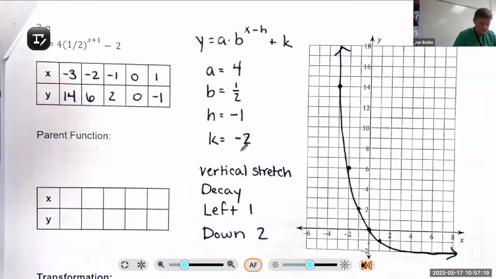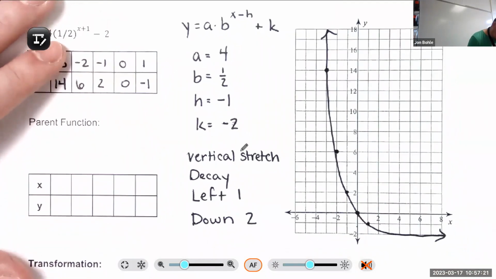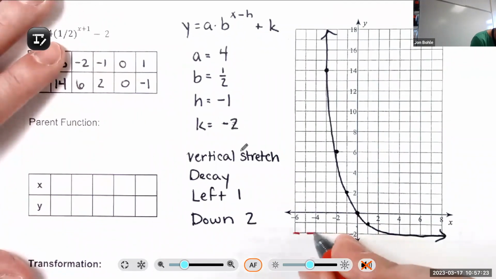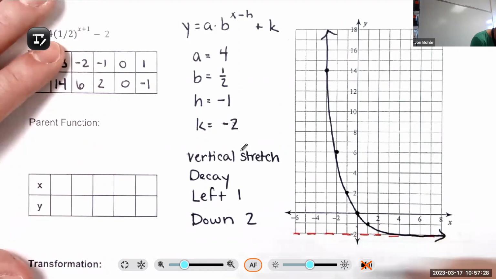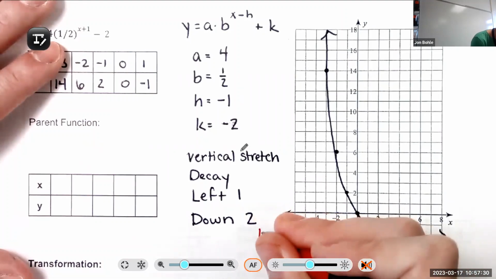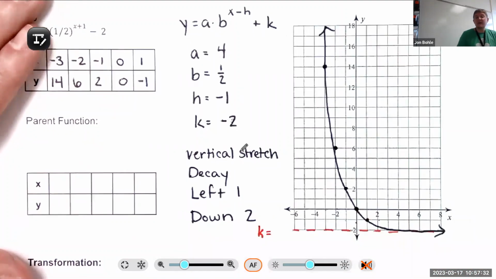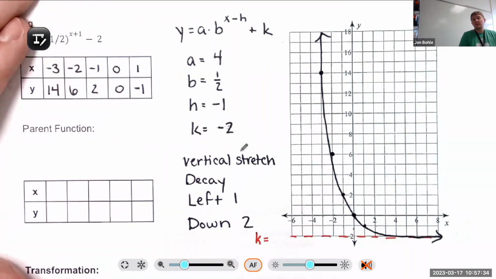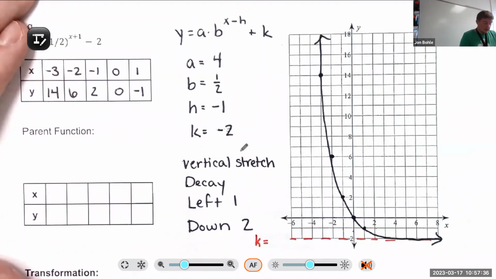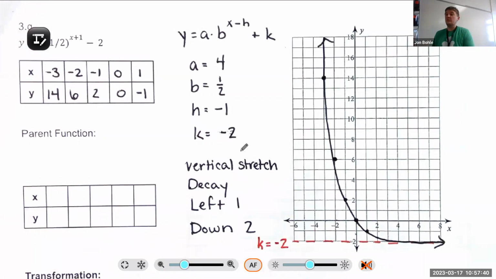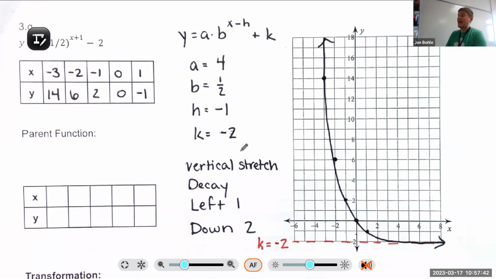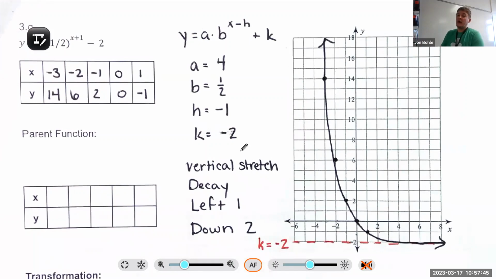And there's my graph. Okay. What's the number for my horizontal asymptote? It's going to be your K value. What's your K value? Since the K value is -2, the whole graph is being moved down 2. So the horizontal asymptote is at -2. The graph will never, ever, ever touch that value.